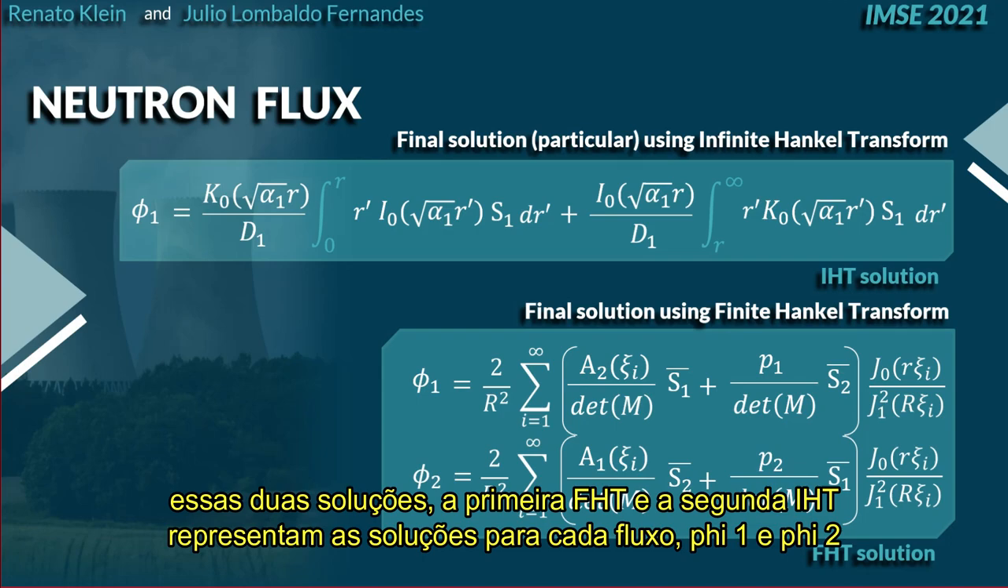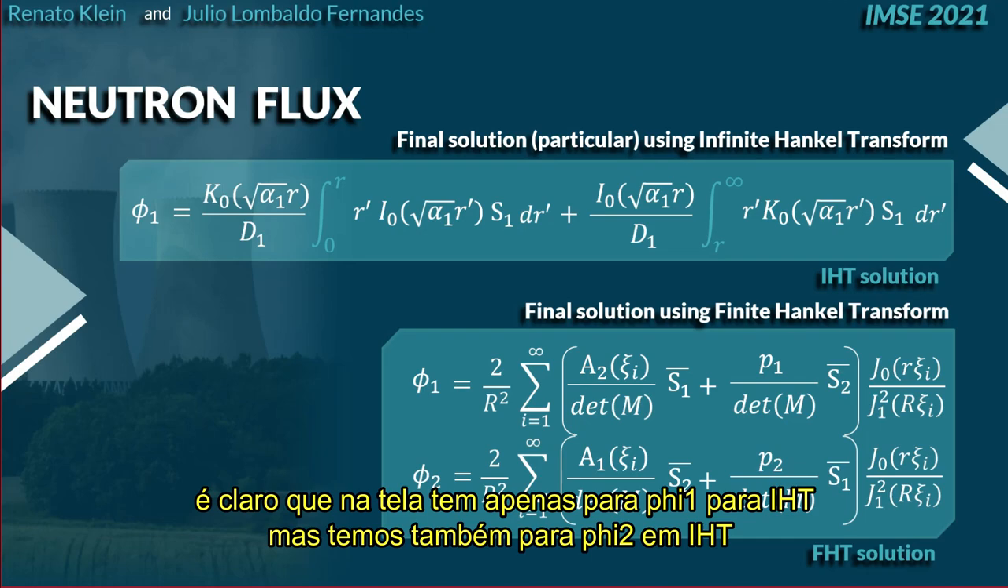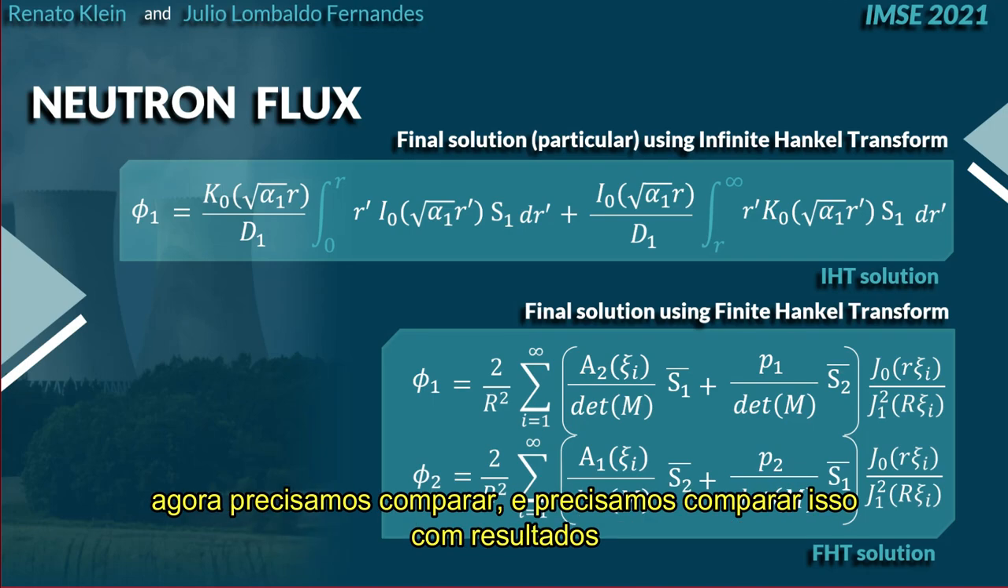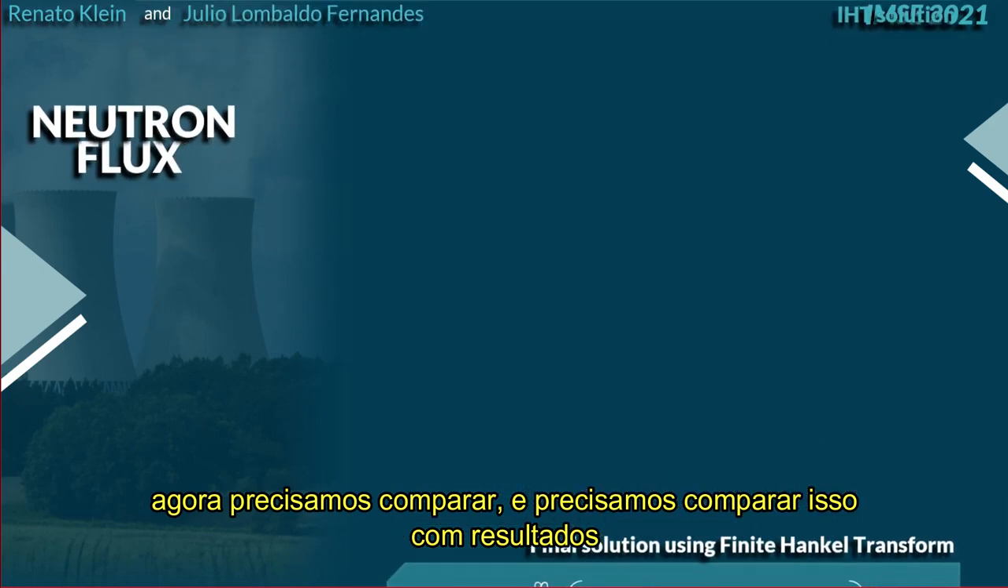These two solutions, the first one FHE and the second one AHE, represent a solution for each flux, phi1 and phi2. Of course, on the screen we only have phi1 for the AHT solution, but we have the solution for phi2. And we need to compare this with the results.